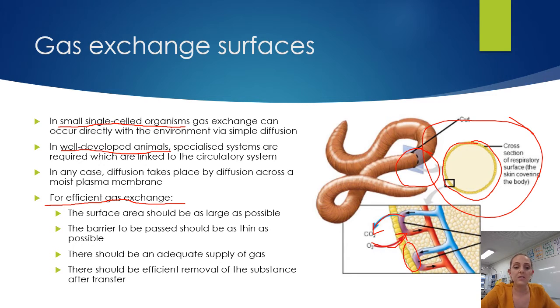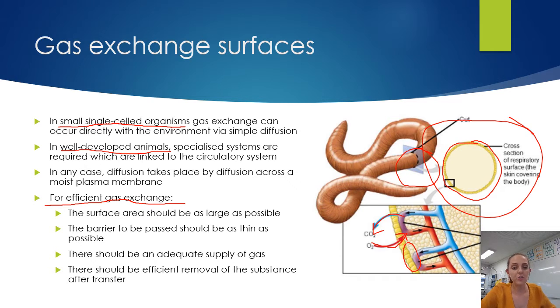The first is that the surface area should be as large as possible. Now, as I said about the worm, because they're doing simple diffusion, they generally have an elongated, large surface area. In humans, when we take a look at the alveoli, they look like little cauliflowers. And there's so many of them, little bunches of air sacs, which are there like that to maximize surface area.